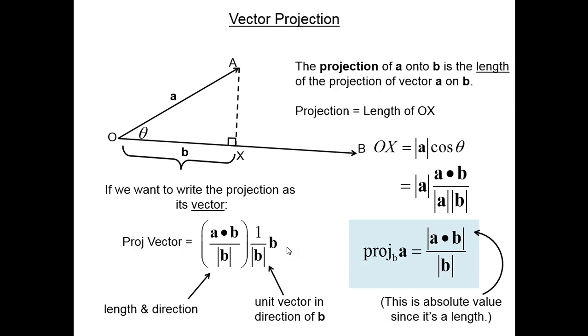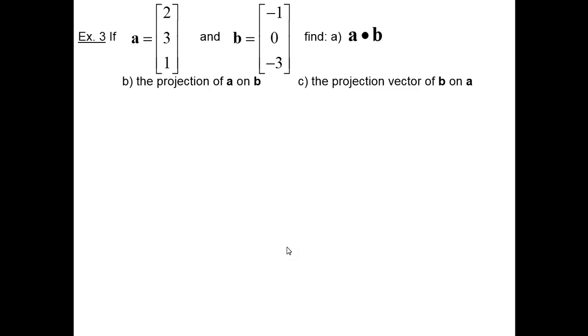So let's look at a couple of quick examples here. If vector A is 2, 3, 1 and vector B is -1, 0, and -3, they're asking you to do a few different things. Find A dot B, and then find the projection of A onto B, then go a step further and find the projection vector of B onto A. Now they switch that up on you. We'll talk about that. Let's just do A dot B first. A dot B, of course, that's the easy part. That's just our dot product. We get a result of -5.